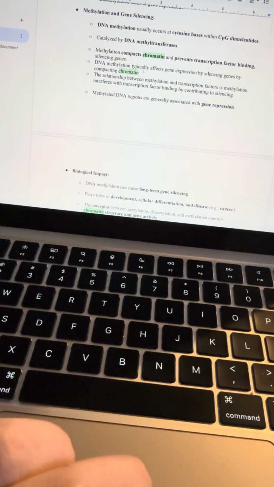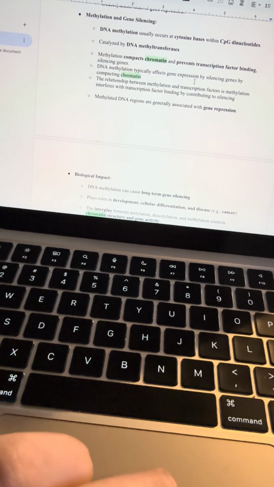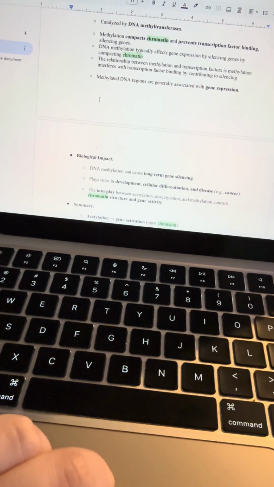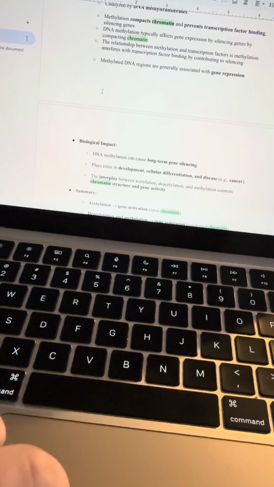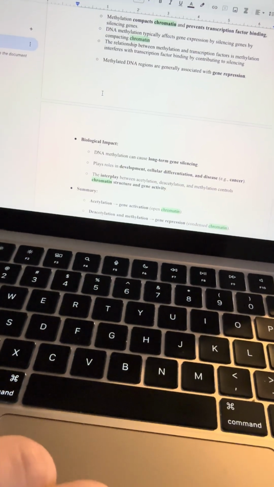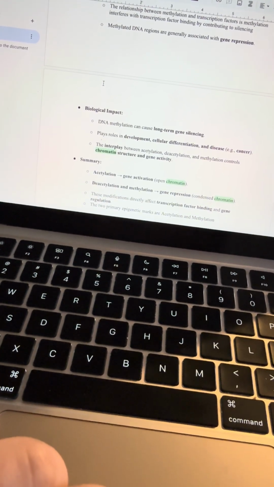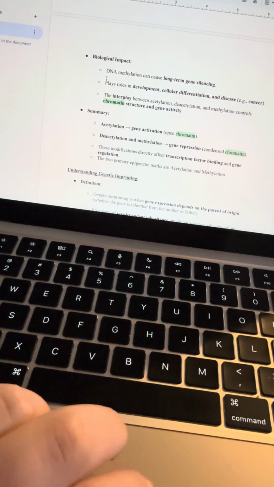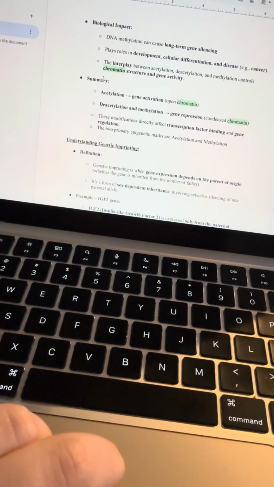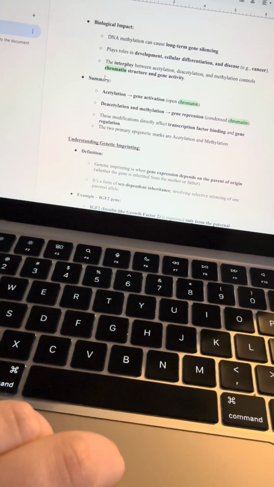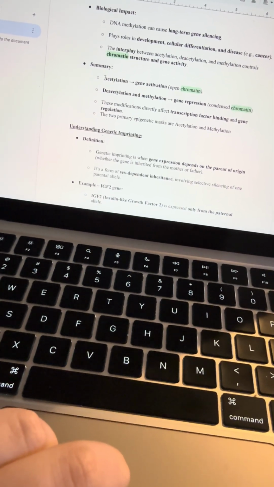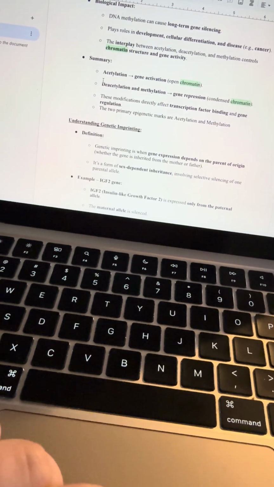DNA methylation typically affects gene expression by silencing genes through compacting chromatin. Methylation interferes with transcription factor binding, contributing to silencing. Methylated DNA regions are generally associated with gene repression. Biological impact: DNA methylation can cause long-term silencing and plays roles in development, cellular differentiation, and disease. The interplay between acetylation, deacetylation, and methylation controls chromatin structure and gene activity.